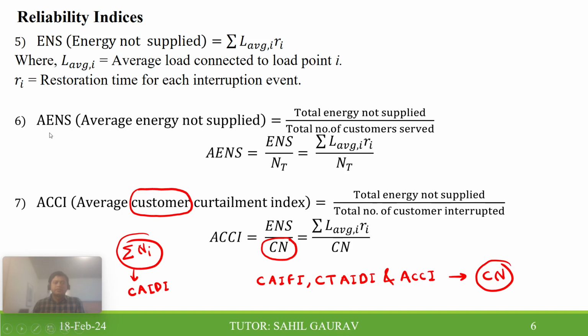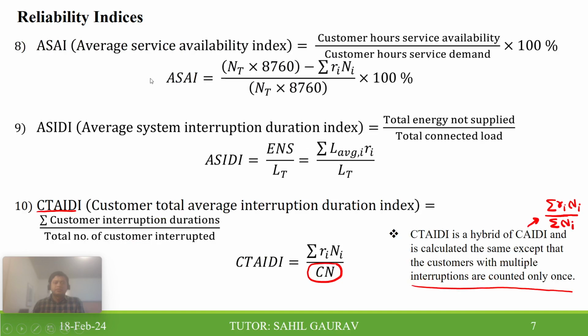And ENS and AENS are very easy, you can easily remember. ASI you have to take a little care. ASUI is also with respect to the system. If you see average system, then it is with respect to the total connected load, that is total energy not supplied over the total connected load.